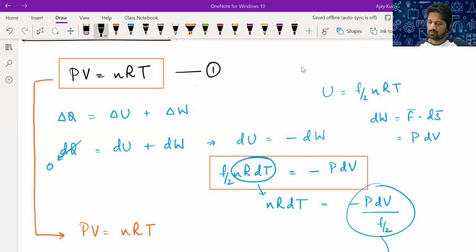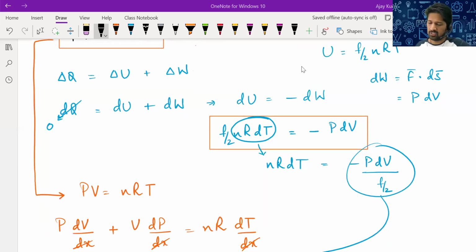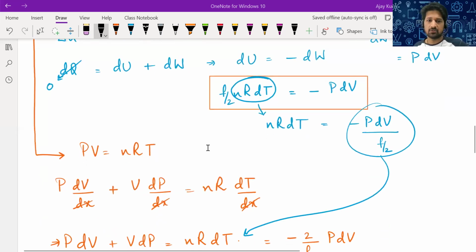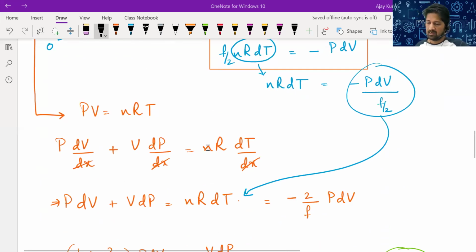Okay. For that, what we did is we made use of the first law of thermodynamics in its differential form. And we wrote the ideal gas equation also in its differential form. PdV plus VdP is equal to nRdT, as you can see on the screen. And nRdT from the first equation was substituted in the second equation. Temperature got eliminated. But we had these terms dP and dV.